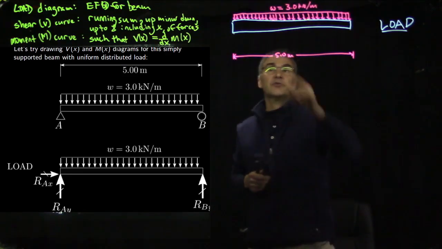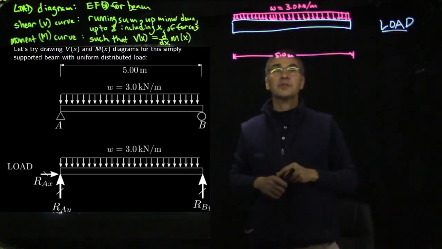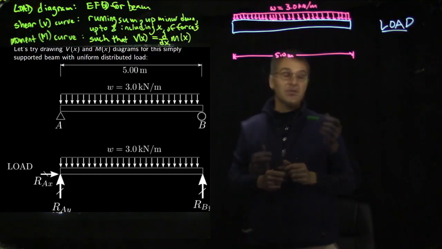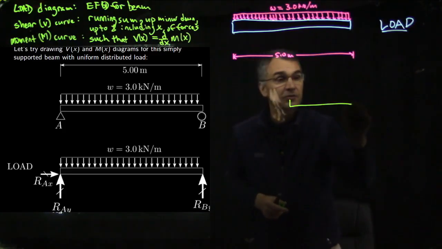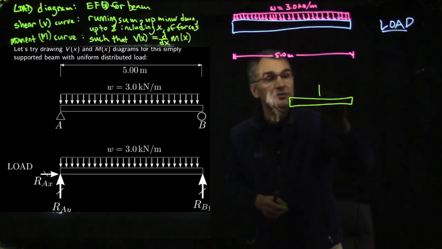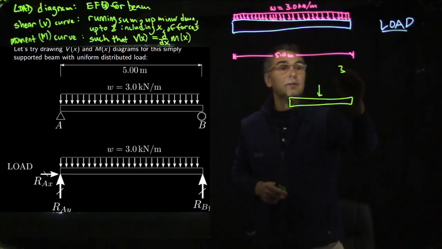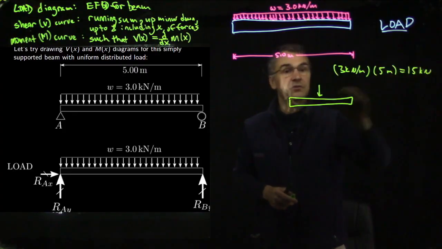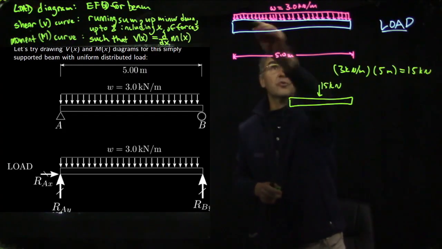Now you actually do not want to erase this, but to solve for the support forces, you have to figure out what the equivalent concentrated load would be. Sometimes you can do it by inspection. Here, let's just draw a little copy over here. The equivalent concentrated load would be 3 kilonewtons per meter times 5 meters equals 15 kilonewtons. So we have 15 kilonewtons, and the centroid is right in the middle of the beam.